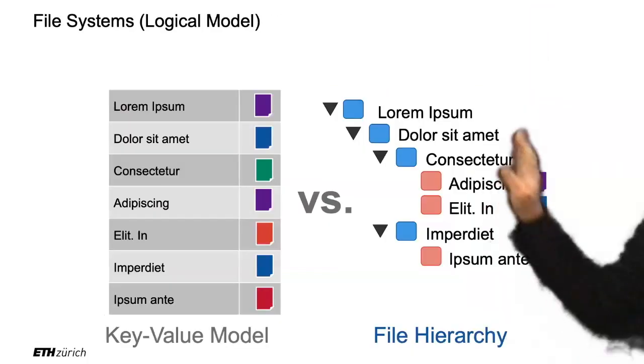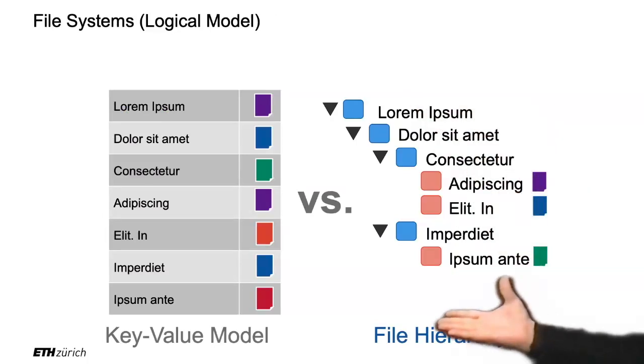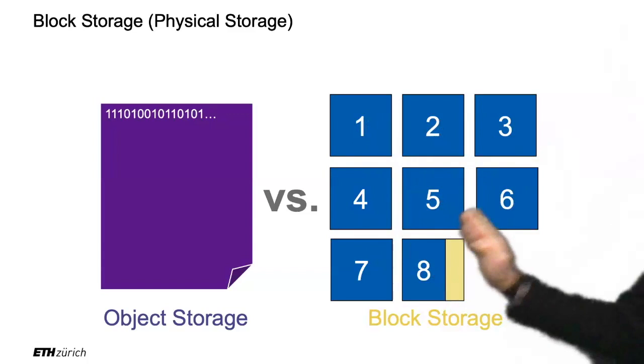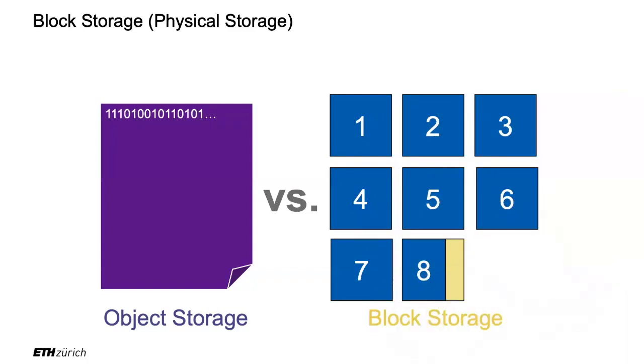So again, difference number one, now we have a hierarchy of directories and files. Difference number two, we expose blocks to the user of HDFS. That's called block storage.